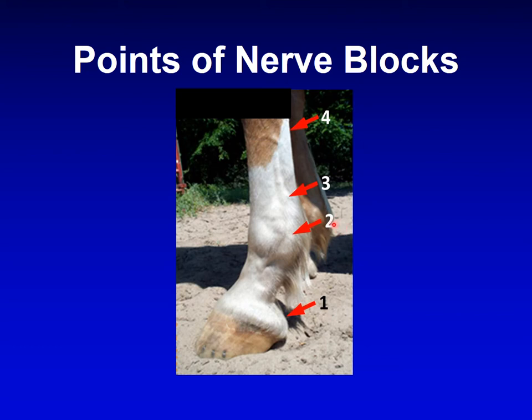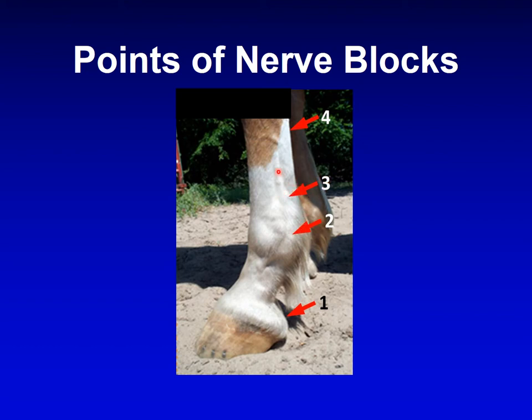We need to go to 2. Again, if the horse is sound, then the problem is located between 1 and 2, or the nerves that supply 1 and 2. So any structure that's supplied by the nerves of the first and the second nerve blocks, those structures are involved in the cause of lameness. If the lameness is not eliminated, then we have to go up a little bit higher, and that is 3.